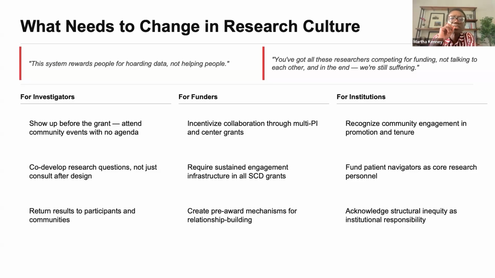And then for funders and institutions, two common themes that came up a lot: the need to incentivize collaboration across disciplines, because the stakeholders felt we have a research culture that is very competitive. Everybody is trying to get that next grant. Everybody is going for promotion. And in sickle cell disease, where the numbers are very small in the United States, we're all competing for the same patients for our studies.